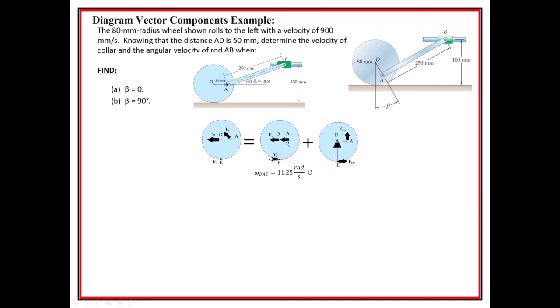So if this thing has the 900 millimeters per second moving this direction, this thing has to have an angular velocity of 11.25. Right. So if you want to find the velocity of A right here, you need to write out, and once again, I probably should have written out the vector equation first, that the velocity of A is equal to the velocity of D plus the velocity of A with respect to D.